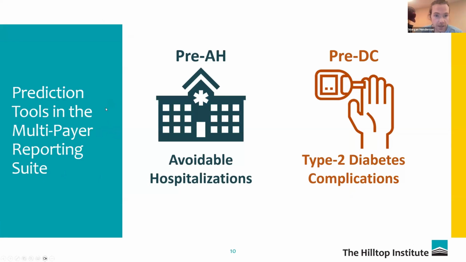So Hilltop has several models currently in production, and the 2 models that are now in the prediction tools report in the CRISP multi-payer reporting suite are the pre-AH, so the predictive model for avoidable hospitalizations, and the pre-DC, so the predictive model for type 2 diabetes complications. So there's now 2 separate risk scores that are available in the prediction tools report.